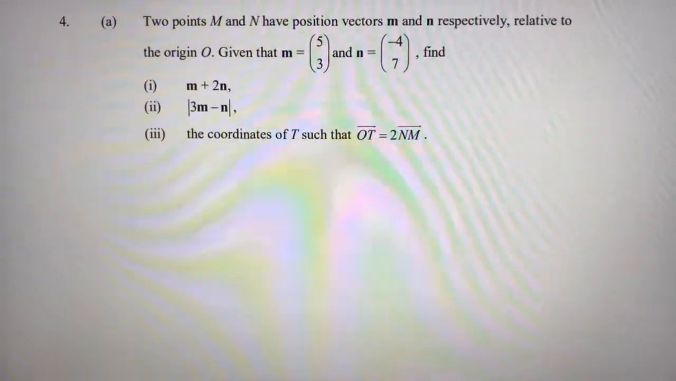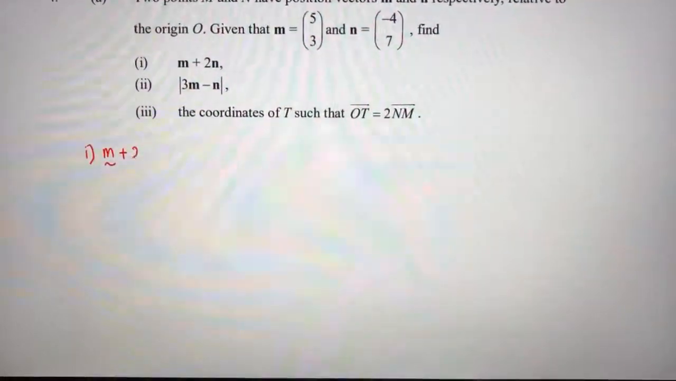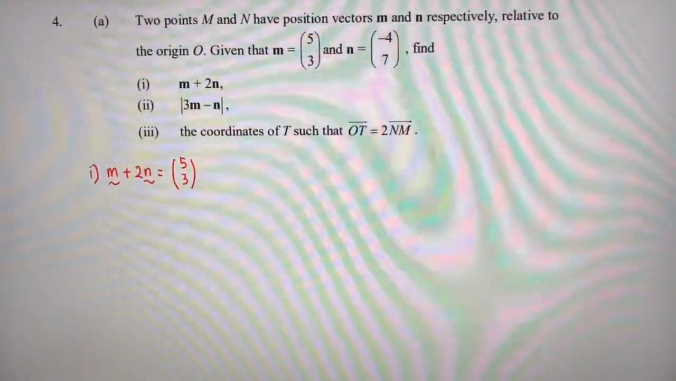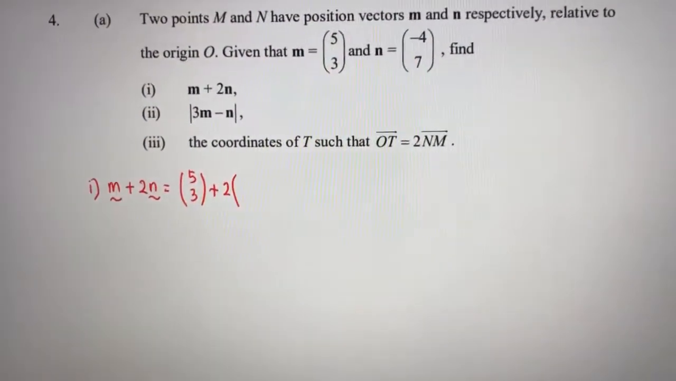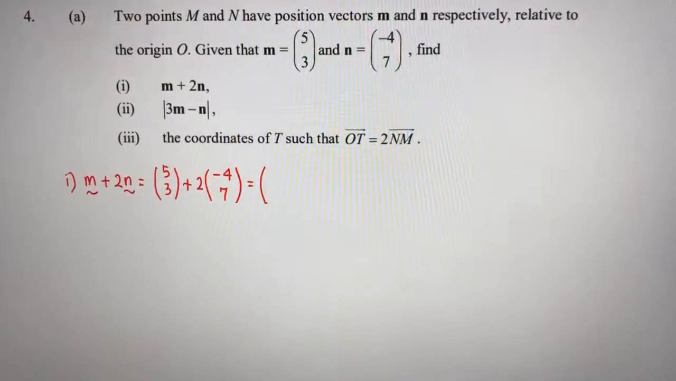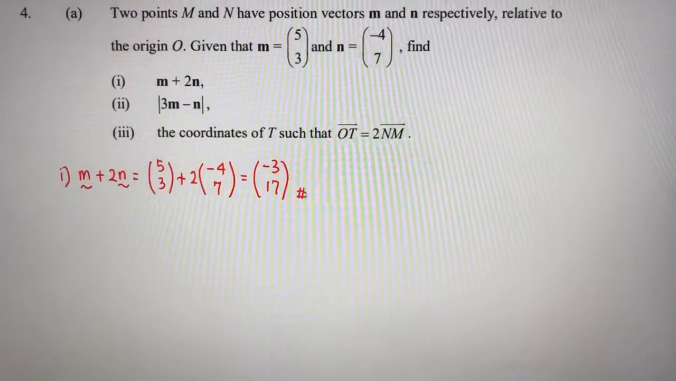We'll now take a look at the consultation worksheet question 4. For part 1, we are asked to find the vector m plus 2n. In this case, this is a very simple substitution of the column vectors of vector m and vector n. And for this part 1, we can easily obtain the answer as negative 3, 17.